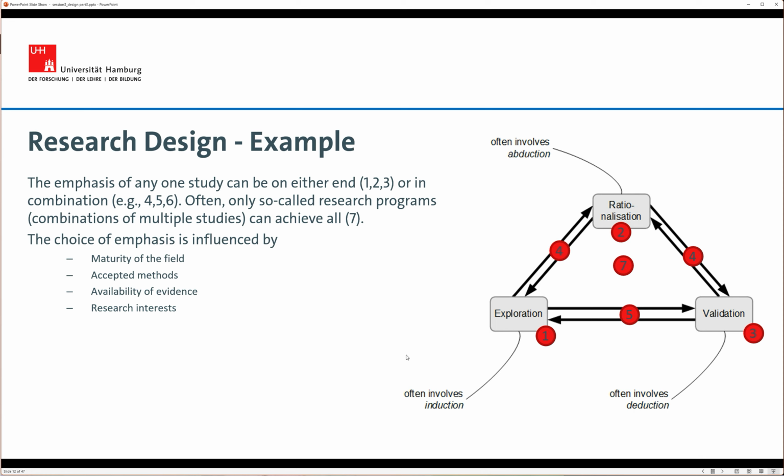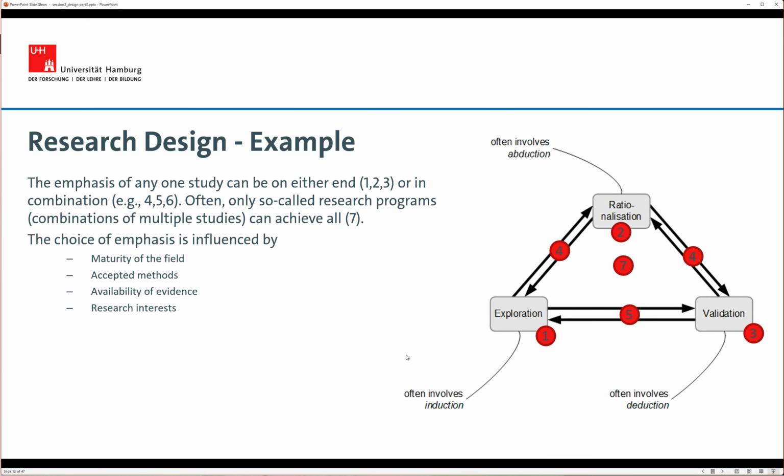What is important here is that the choice of emphasis in a research design is, of course, geared by your interests, where you want to contribute and how, and the availability of data to support exploration, validation, or rationalization. But it's also influenced by factors that are not in your own control, but rather given in the domain or in your field. So one of them is the maturity of the field with regards to phenomena.